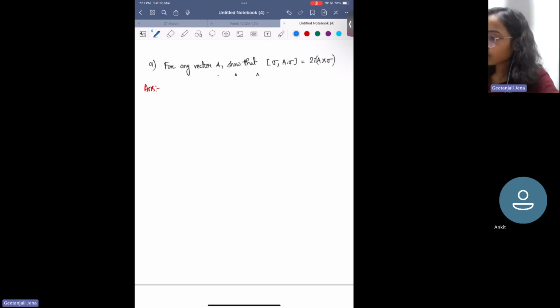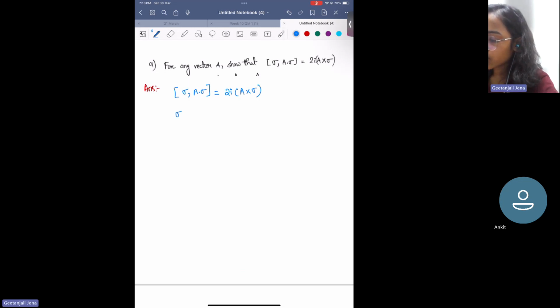The next question is based on the Pauli matrices. For any vector A, this condition is always valid: the commutation relation of sigma with A dot sigma is 2i A cross sigma. So we need to verify this relation.